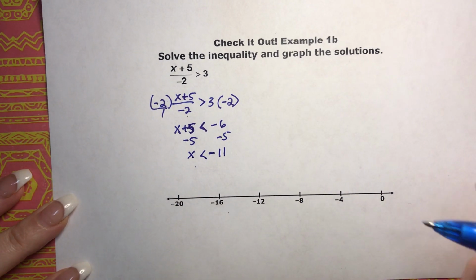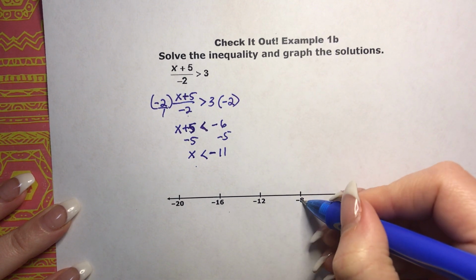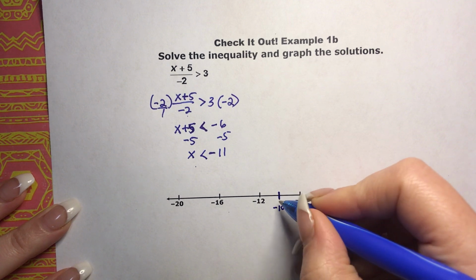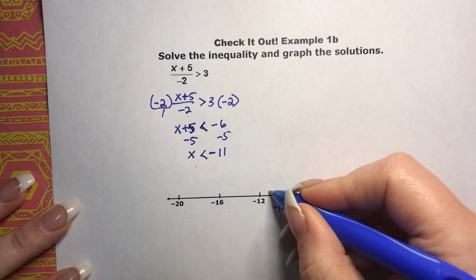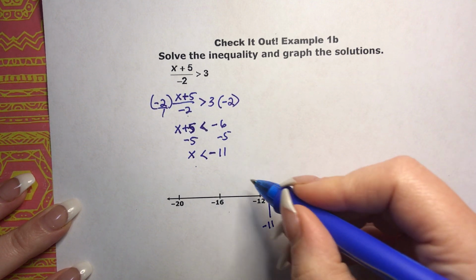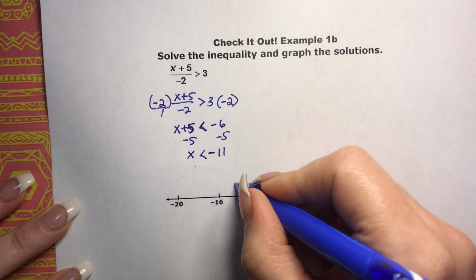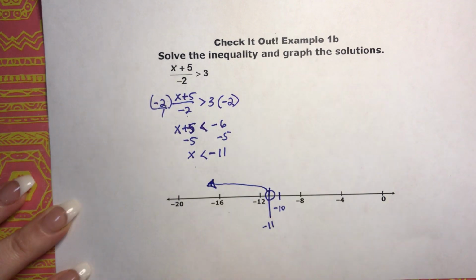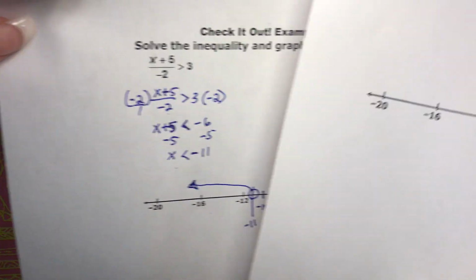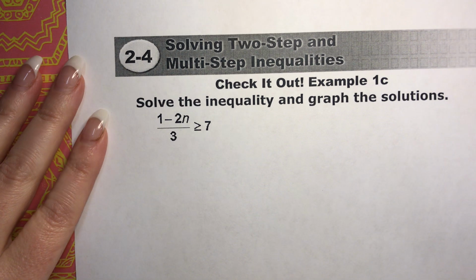We need to find negative 11. So this is negative 8 and negative 12, so I'm going to cut that in half, which would make that negative 10. And halfway between negative 10 and negative 12 would give us negative 11. It's going to be an open circle, and x is less than, so it's going to be all the numbers this way. Perfect. Okay, let's go ahead, and I want you to do this last check it out problem 1C.